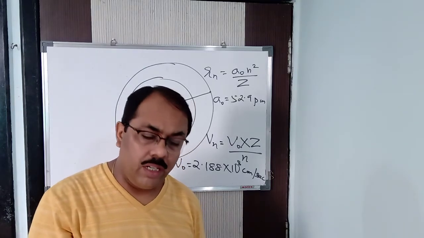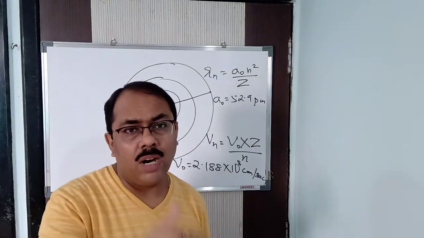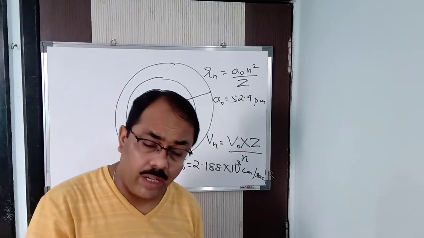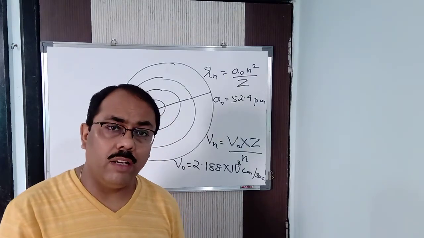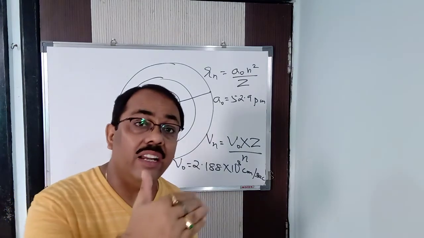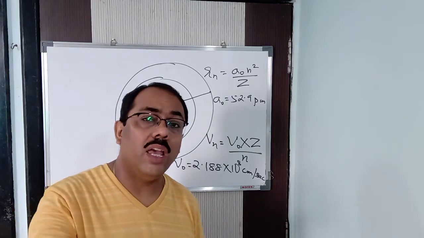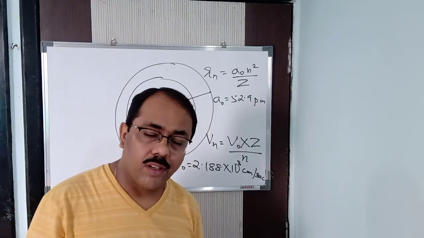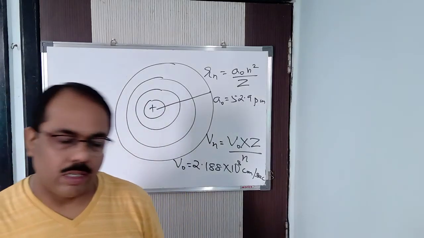Because linear momentum is denoted by the letter p, small p. Small p is equal to mass into velocity, that is linear momentum. Alright? Here in case of angular momentum, what do we do? We also take the radius. So angular momentum is nothing but p is equal to mvr. Alright, that is called angular momentum. Mind it, you will read more about it in physics.